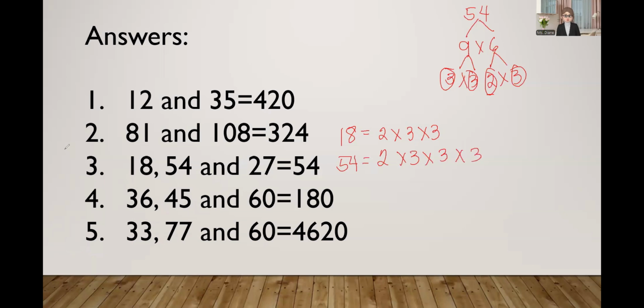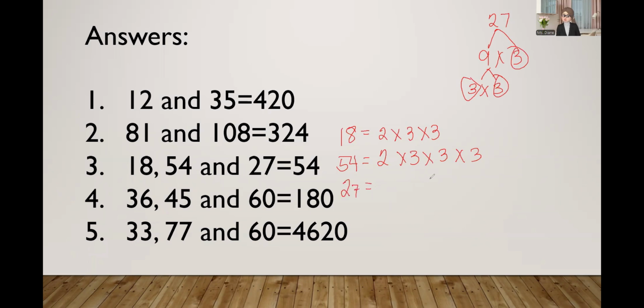Okay, next up is 27. For 27, the factors are 9 times 3, and we can still factor out 9, which is 3 times 3. So you have three 3's here. So for 27, let's list down three 3's. 3 times 3 times 3.